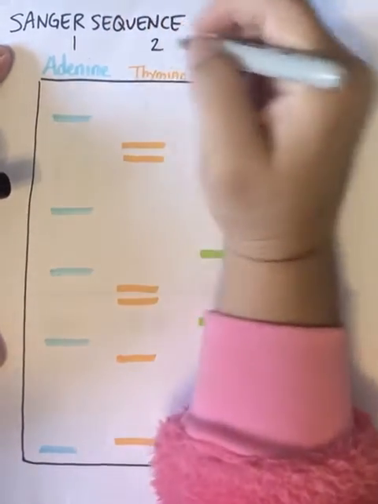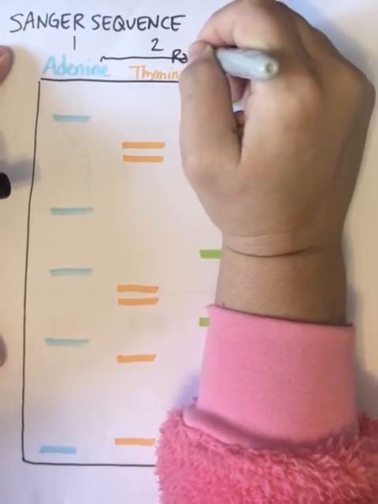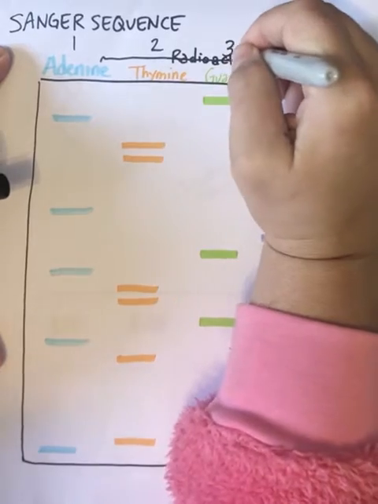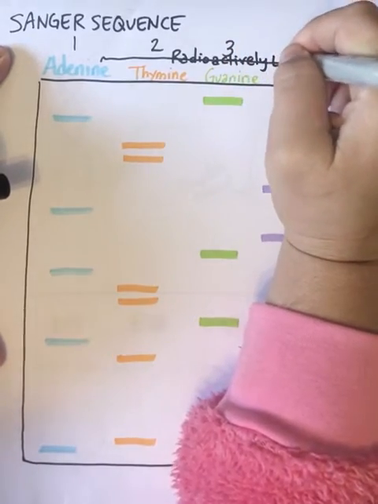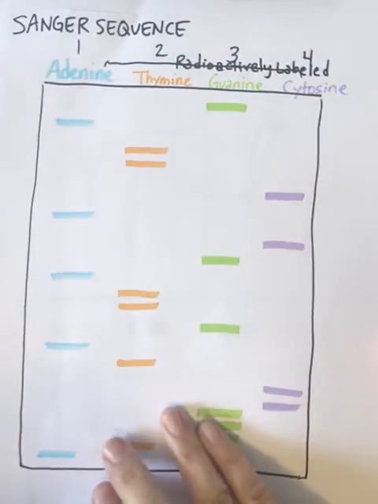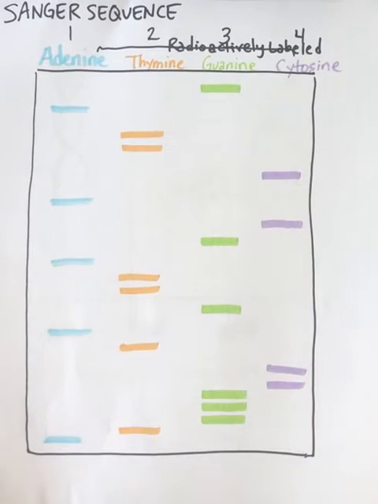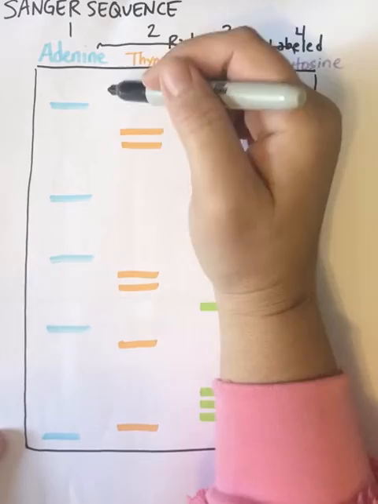We can say that these are radioactively labeled. So basically, we can take our DNA strand and we have 4 chemical reactions, and then they're gonna come up into what we call 4 columns. So your DNA fragments generated are gonna be separated in a gel. So this is basically a gel.